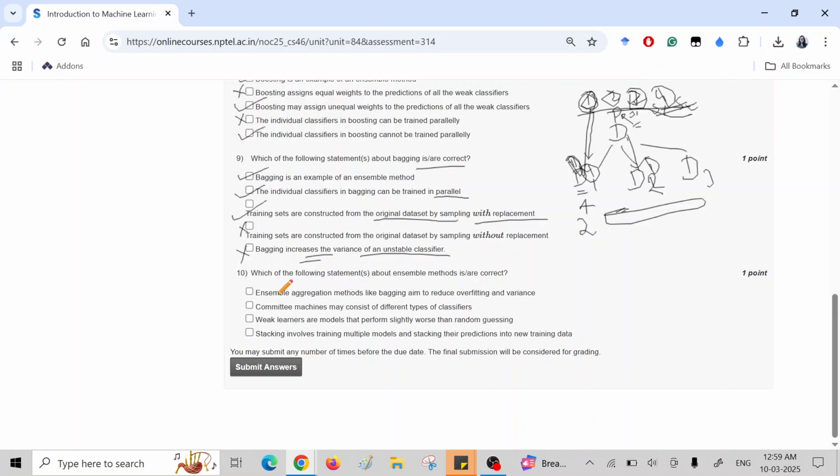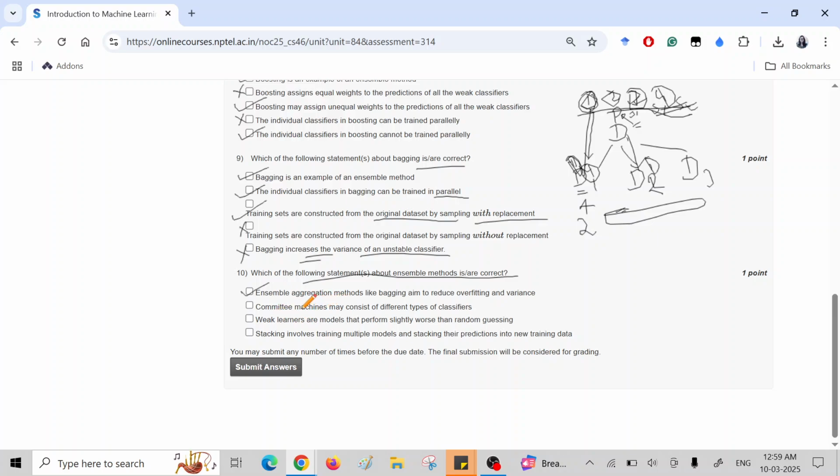Then question number 10, which of the following statements about ensemble methods are correct? Ensemble aggregation methods like bagging aim to reduce overfitting and variance. Yes, that is correct. Committee machines may consist of different types of classifiers. Yes, committee machines are what?